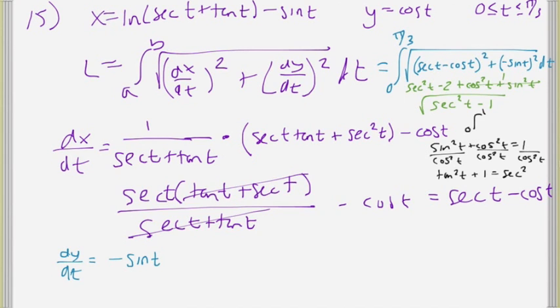So now I have the integral from 0 to pi thirds of tangent of t dt. Unfortunately, to integrate tangent, you need to use substitution.